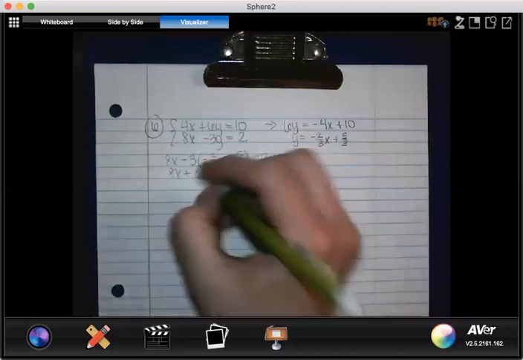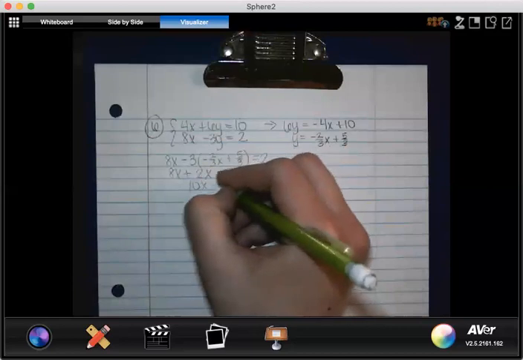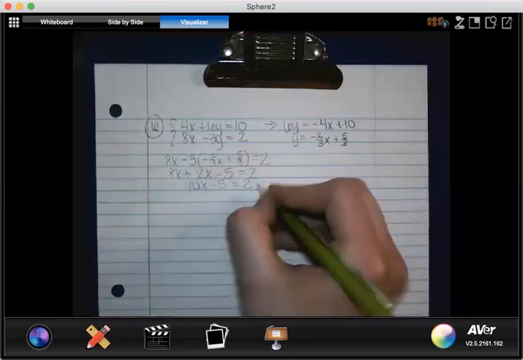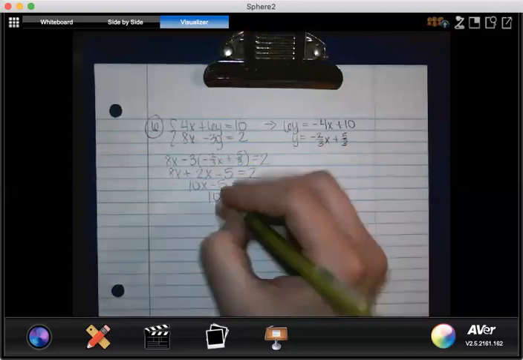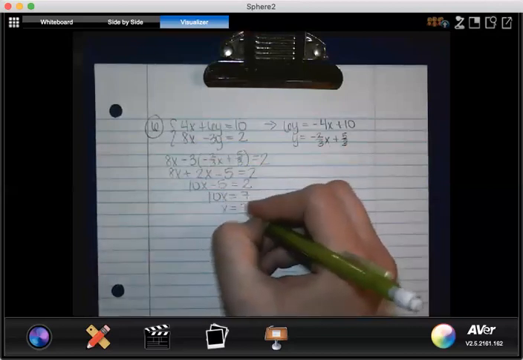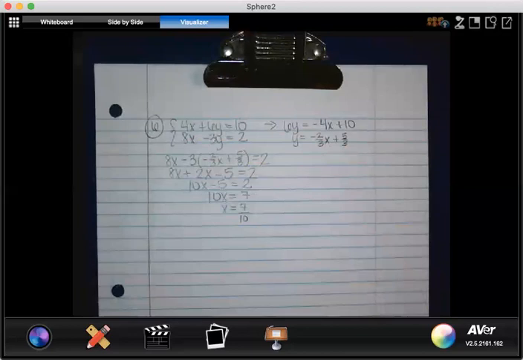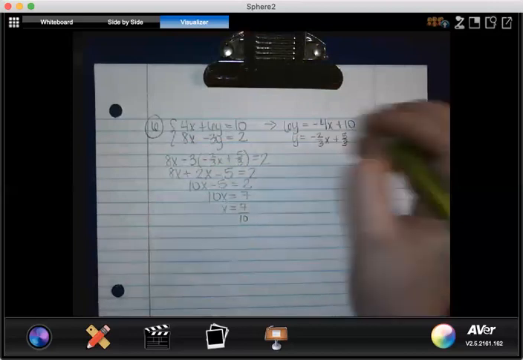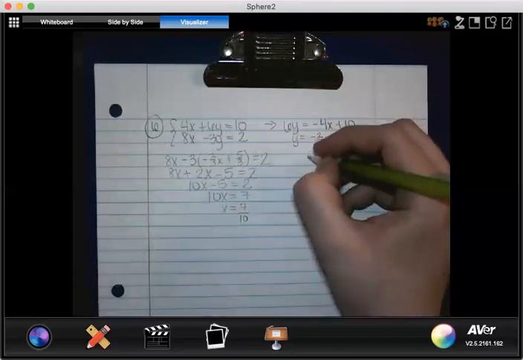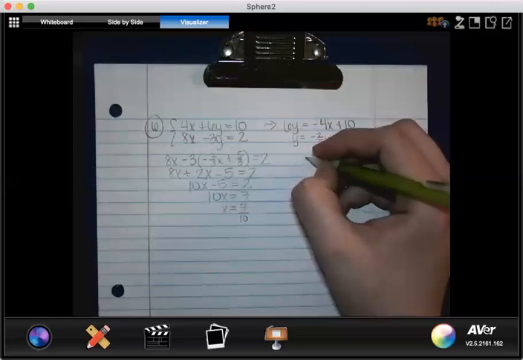Combine like terms. We have 10x. Add the 5 over, and we're going to end up with x equals 7/10. Okay. Now we're going to substitute that 7/10 back into my equation to solve for y. Again, it doesn't matter which one you do. I'm going to go ahead and go with the first one, but if you use the second one, you're going to get the same y value.